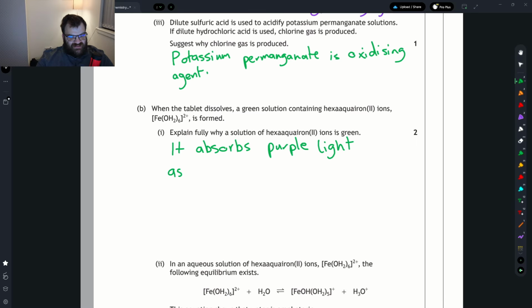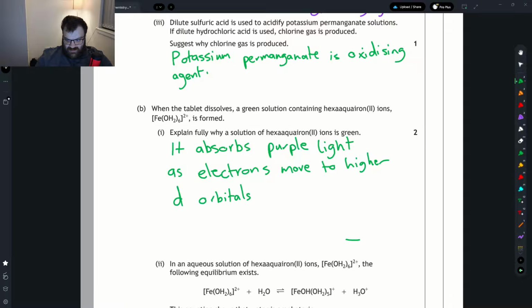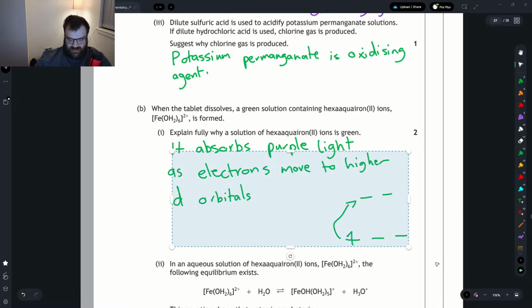And then when it's transition metal complexes, it's to do with electrons moving to higher d orbitals. Electrons move to higher d orbitals. This comes back to what we said earlier, where your d orbitals would be split. In order for an electron to get promoted to a higher energy level, they must absorb energy. That's where the purple light's coming in for that one.